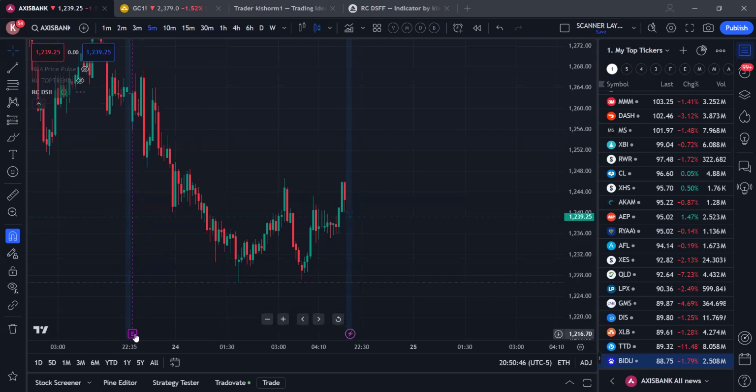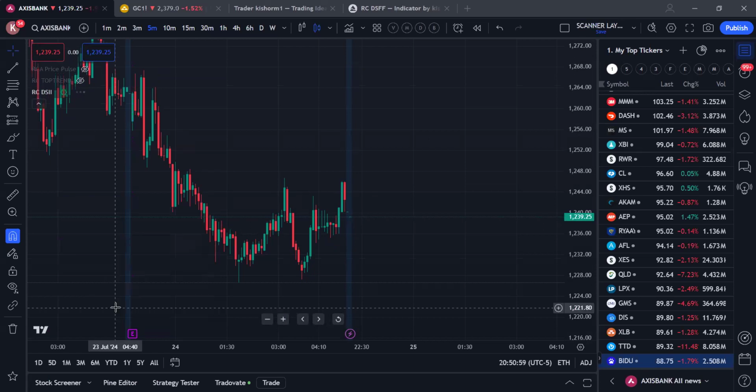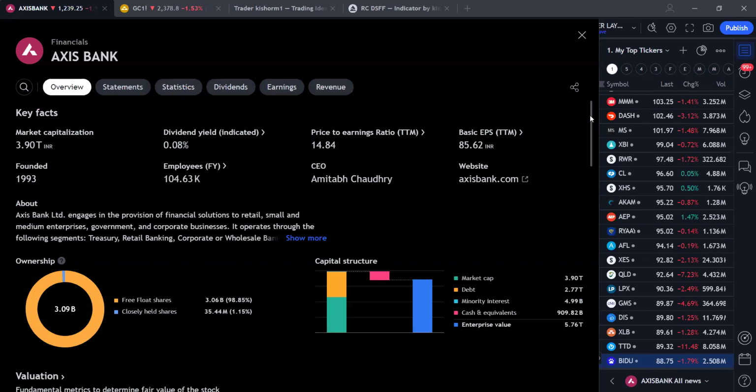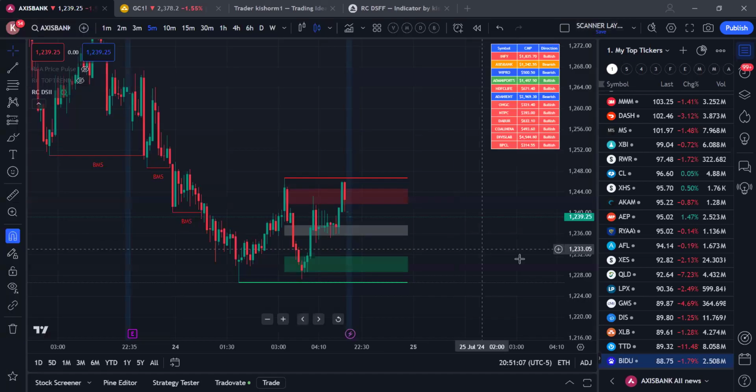I think they had earnings yesterday. So Axis Bank earnings, 24th July. Yeah, maybe their earnings were bad or something. But you can see that it is all red. Bearish market shift, bearish market shift, bearish market shift. That means it is creating lower lows, lower lows, lower lows. And then it again went to the top.